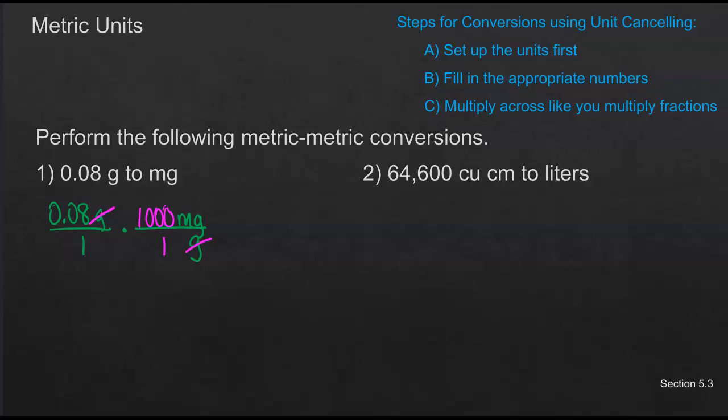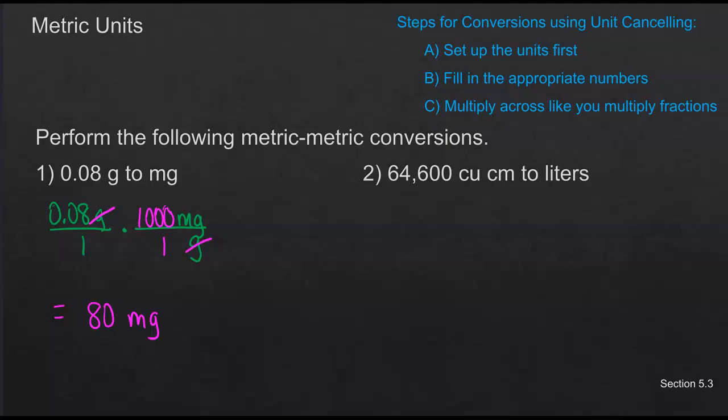It's called unit canceling. If I multiply 0.08 times 1,000, it is 80 milligrams. Now notice on the bottom all I had were ones in the denominators. 1 times 1 is 1, so we just drop the 1. It's okay to drop the 1 when it's in the denominator.